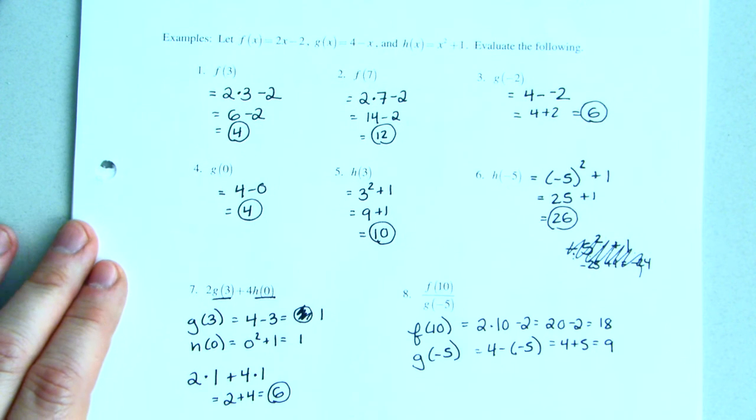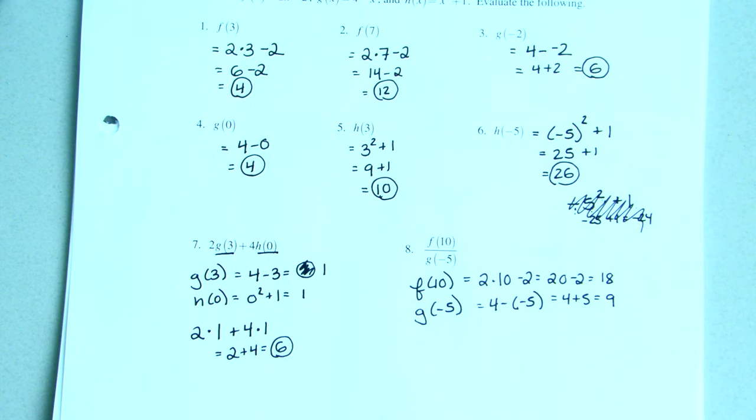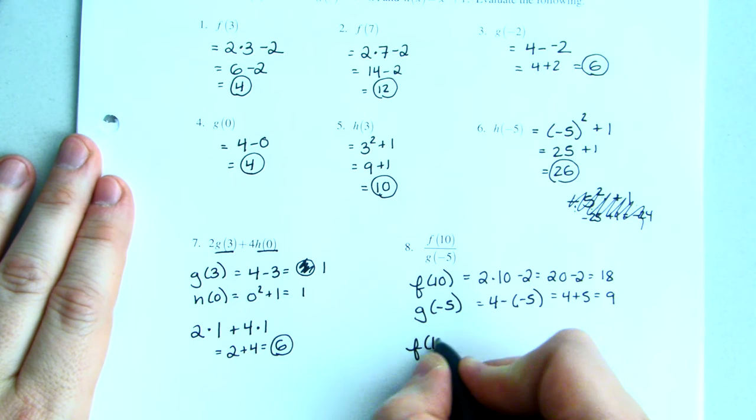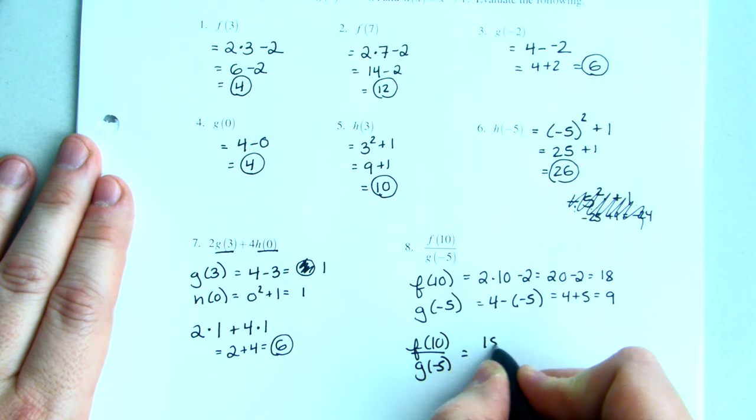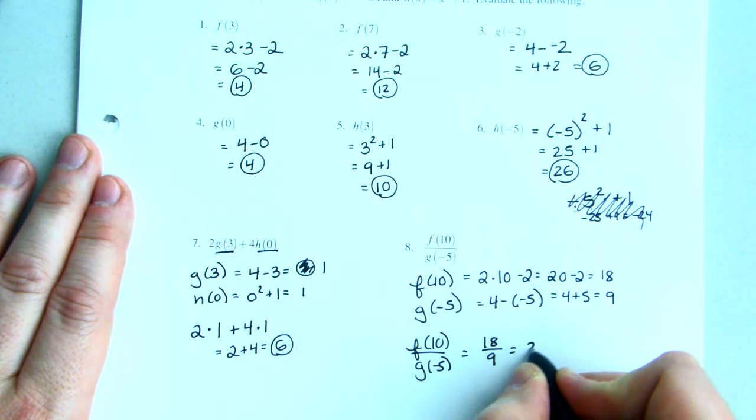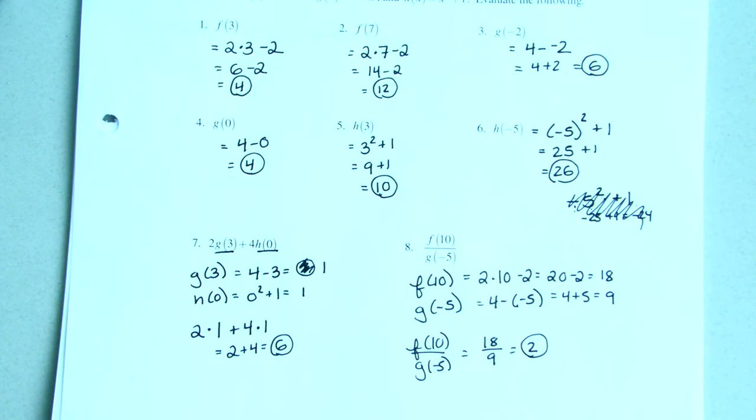Go back to the original problem now. What's f of 10 divided by g of negative 5? f of 10 divided by g of negative 5, that's just going to give me 18 divided by 9. I'm getting 2 out of that. That's it.